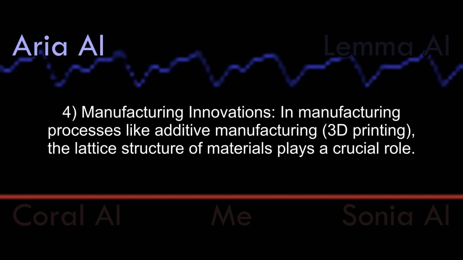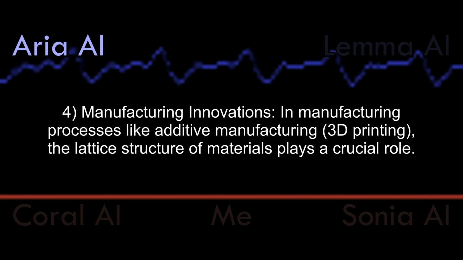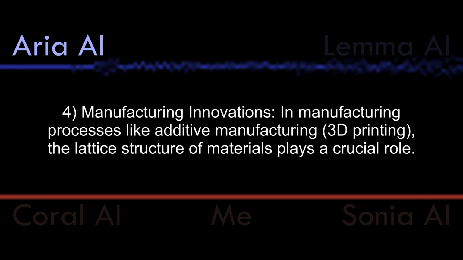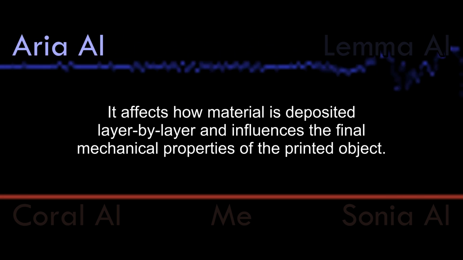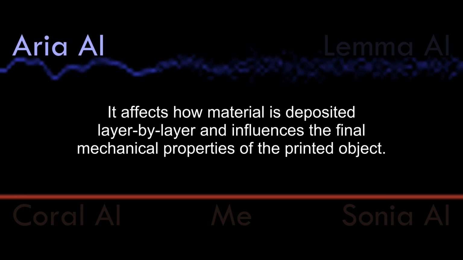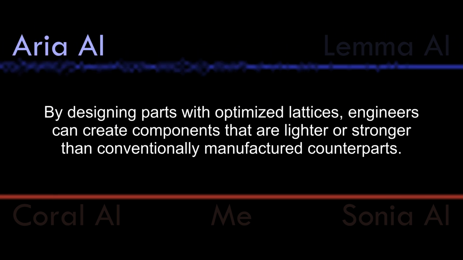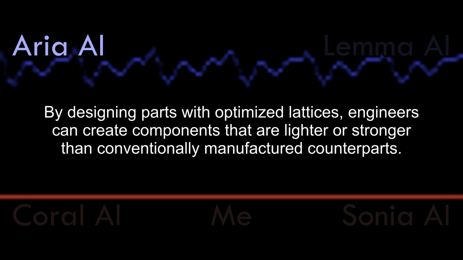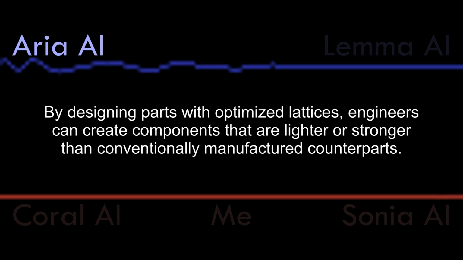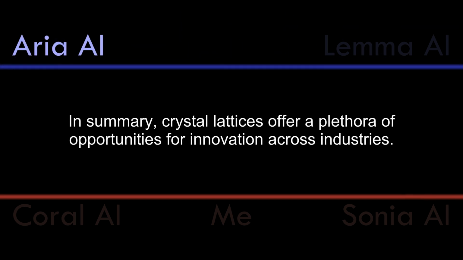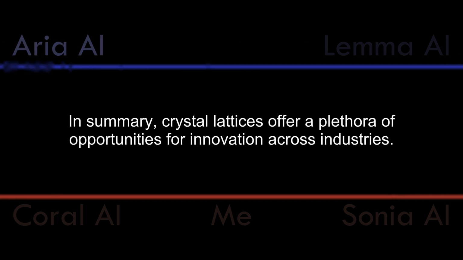Four, manufacturing innovations. In manufacturing processes like additive manufacturing, or 3D printing, the lattice structure of materials plays a crucial role. It affects how material is deposited layer by layer and influences the final mechanical properties of the printed object. By designing parts with optimized lattices, engineers can create components that are lighter or stronger than conventionally manufactured counterparts. In summary, crystal lattices offer a plethora of opportunities for innovation across industries.